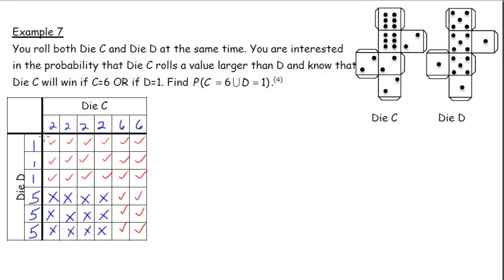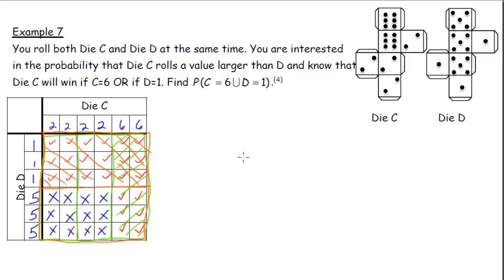So if we wanted to use our fraction representation, C is a 6 one third of the time. If I break this into thirds, this is when C is a 6. Now, if I break this in half, this top half is when D is a 1. But do you see that these two overlap here when I get both?